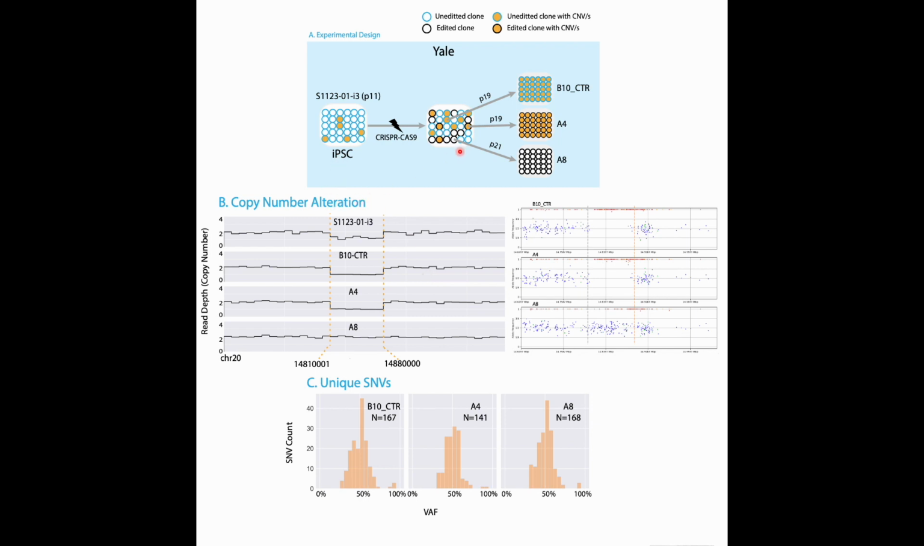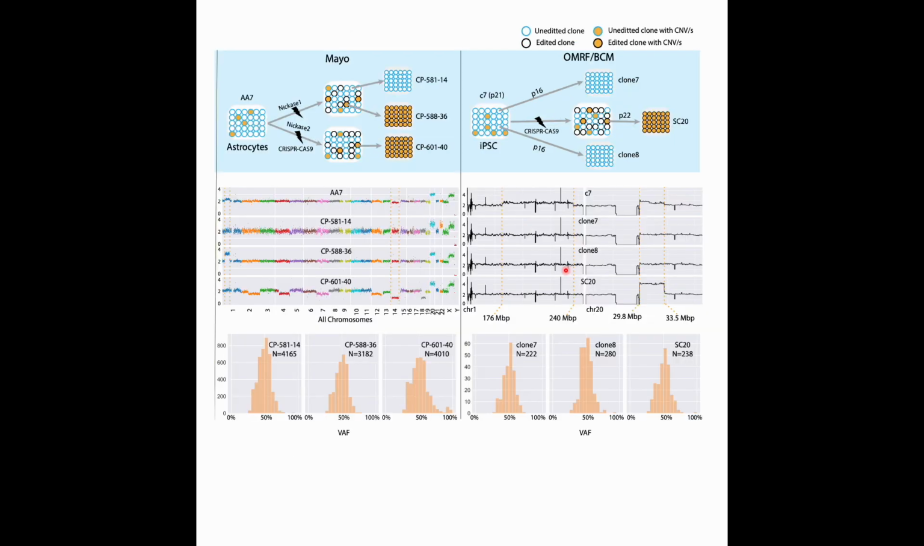The reason is that while picking the cells for B10 and A4, we picked cells that have the copy number deletion on chromosome 20, but in the case of A8, we didn't pick a cell that has the deletion. And we saw similar CNV events for both the Mayo and Oklahoma experiments.